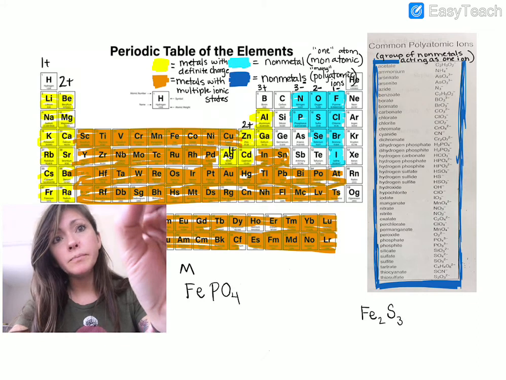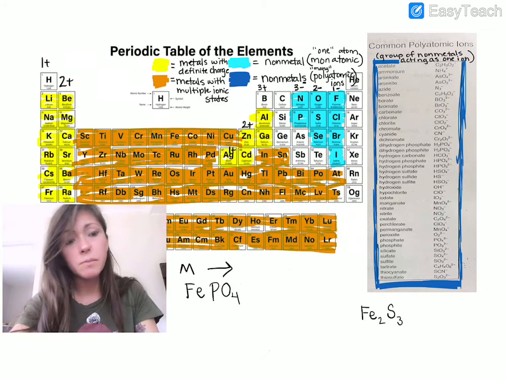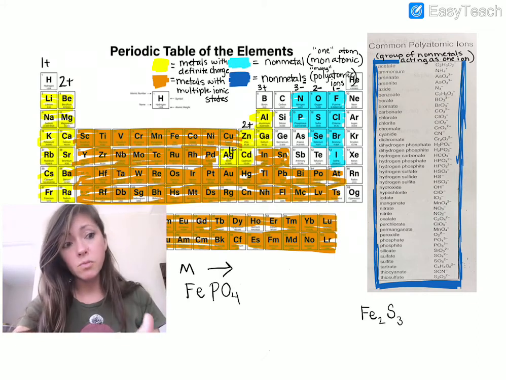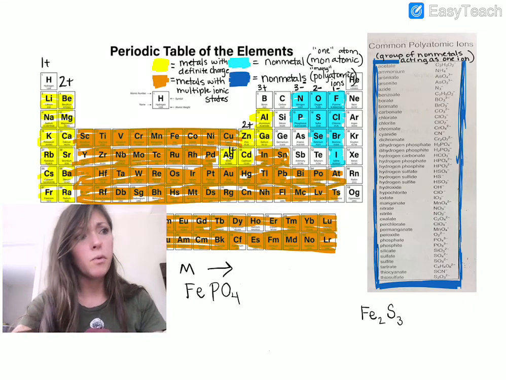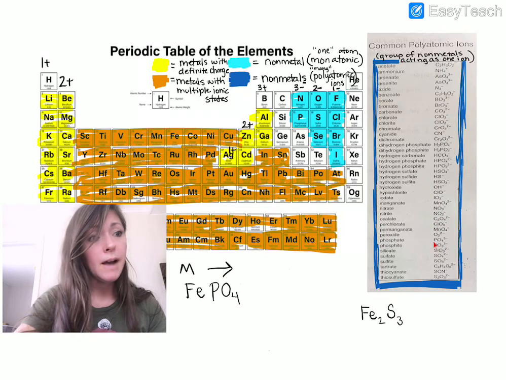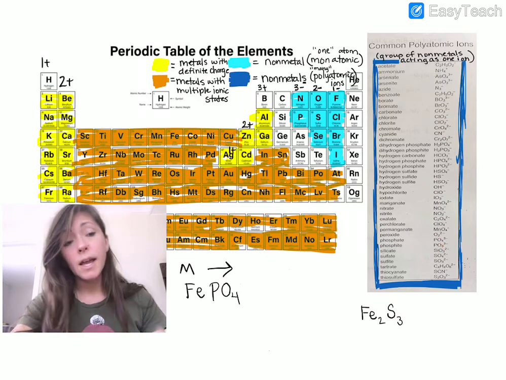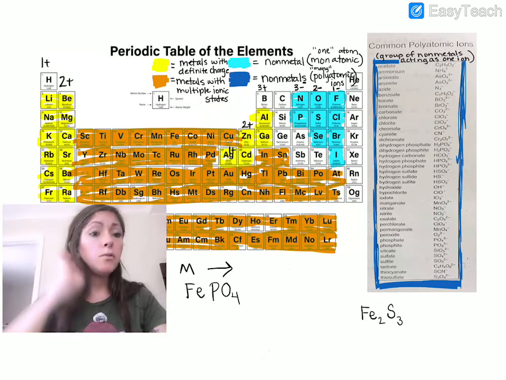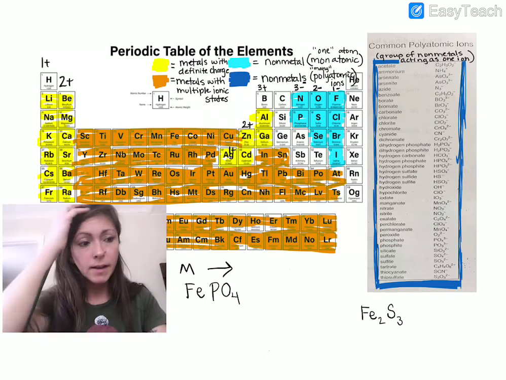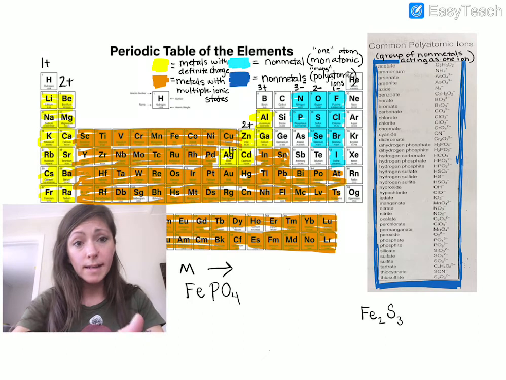So immediately, you know that everything behind this metal, because there's more than one element, is on this list. So you go, okay, PO4. I go down here, I find PO4, and I see that's phosphate. So that's going to help us out. You find your polyatomic ion, which is phosphate, and we are going to write the name for this.